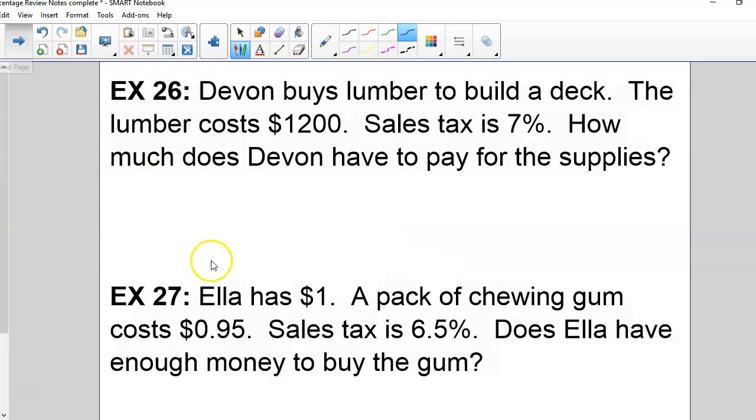Okay, number 26. Devin buys lumber to build a deck. Lumber costs $1,200. Sales tax is 7%. How much does Devin have to pay for the supplies?